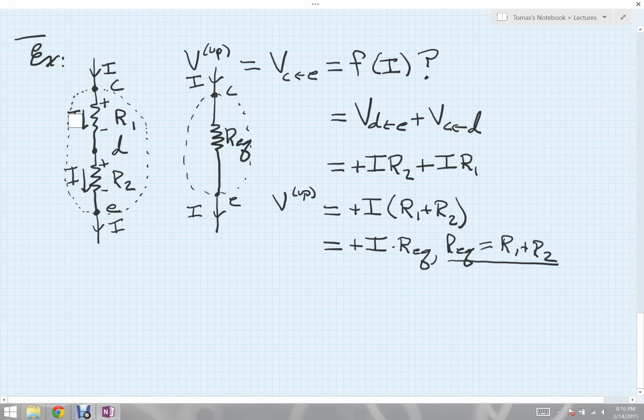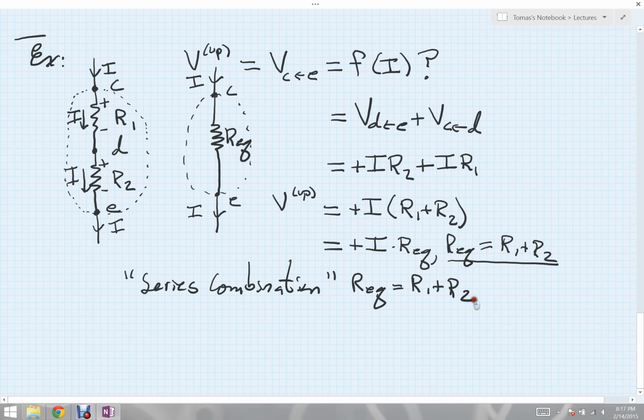So this is our final result, basically. The equivalent circuit element for a series combination of resistors is another resistor whose resistance is the sum of the series resistances. So in this case, what we would say is we have a, quote, series combination, and the result of a series combination of resistors is that the equivalent resistance is just the sum of the composing resistances.